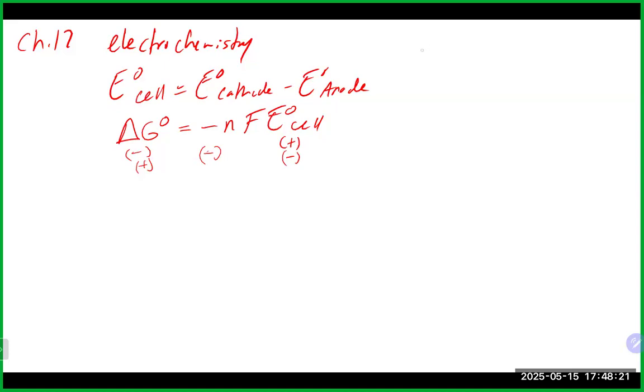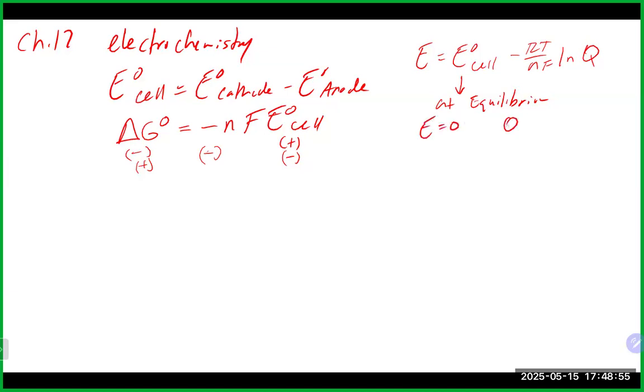We also had non-standard conditions there. E cell equals E standard minus little RT over nF times natural log of Q, the Nernst equation. And again, maybe like we did in the lab, the concentrations are not all 1 molar, or maybe if you're dealing with some type of pressure, they're not all 1 atmosphere. So the Nernst equation is what we want to use. Remember, from the Nernst equation, at equilibrium, E would equal 0 and Q would equal K, which gives us our equation that looks something like this.